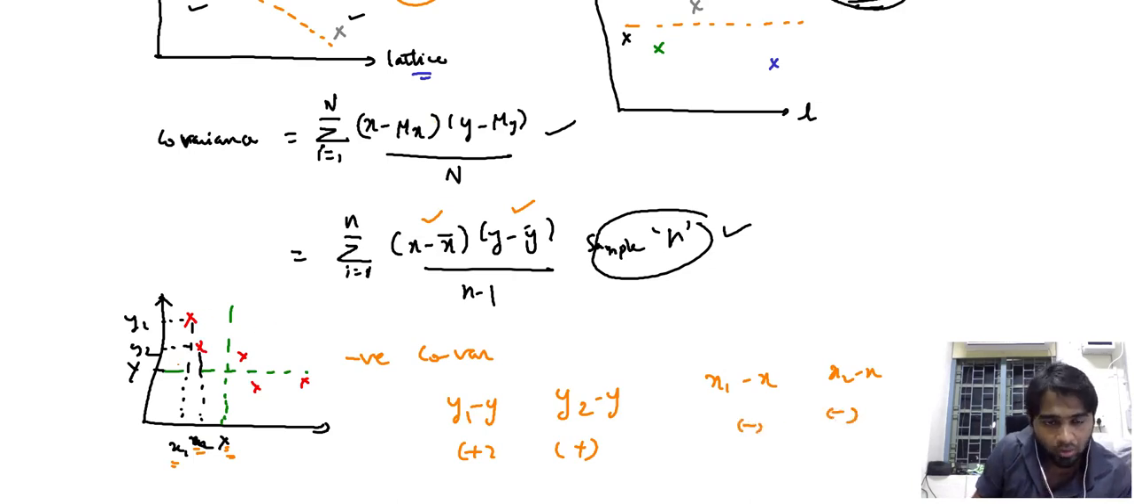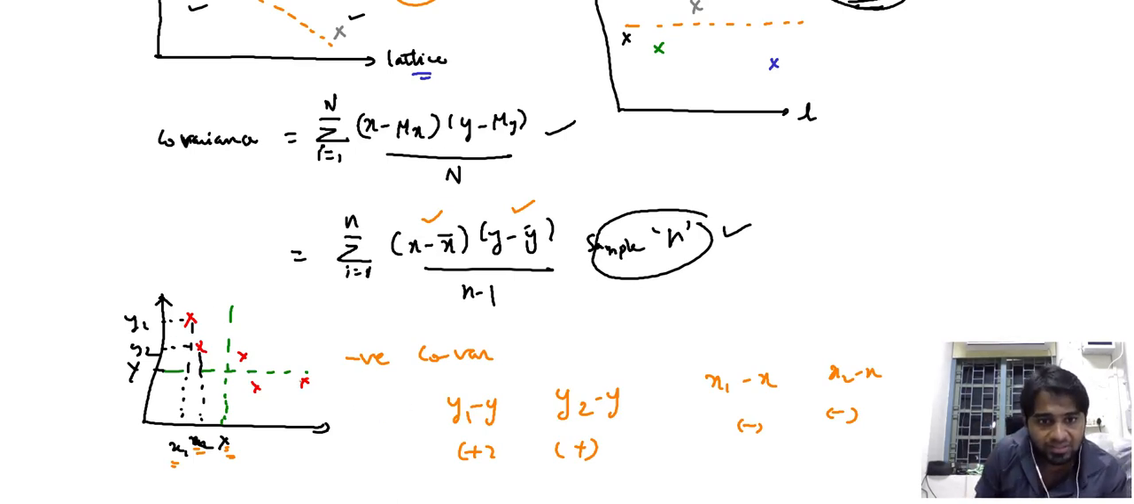So in this quadrant, the difference between x and its corresponding mean will be negative, and in the same quadrant the difference between yi and ȳ would be positive. So essentially when I take the product of these two, then in this quadrant I would have covariance values that are negative.